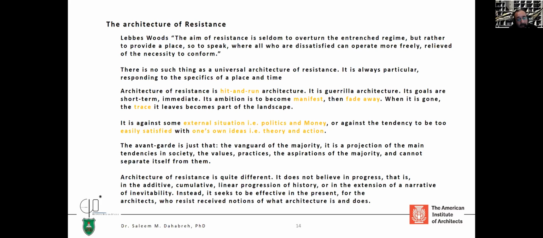As such, by the end of this lecture, you will not have a definite definition of resistance. I cannot give you a methodology. I cannot give you a method. I can only give you bits and pieces. And these bits and pieces can be assembled to create your own architecture of resistance, wherever you need. It's a hit-and-run architecture. It's supposed to hurt, intellectually, of course. Its goals are short-term, immediate. It aims to become a manifest, but it aims to fade away at the same time. That's because of its locality. When it's gone, it leaves its own trace.